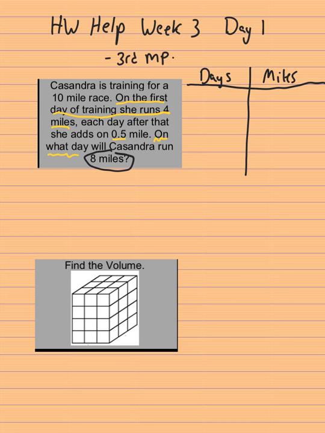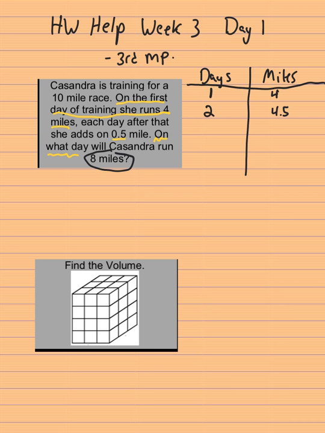So here's what we know. On the first day of training, day 1, she runs 4 miles. Each day after that, she adds on 0.5 miles. So on day 2, if she adds on 0.5, she's up to 4.5, because 4 plus a half is 4.5. And we have to figure out on what day will she run 8 miles.